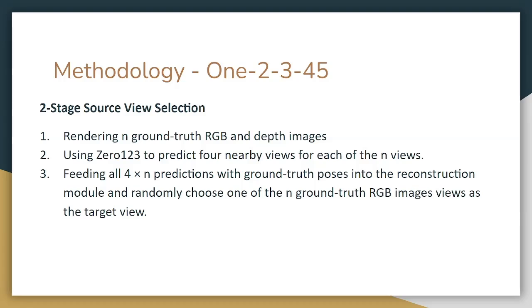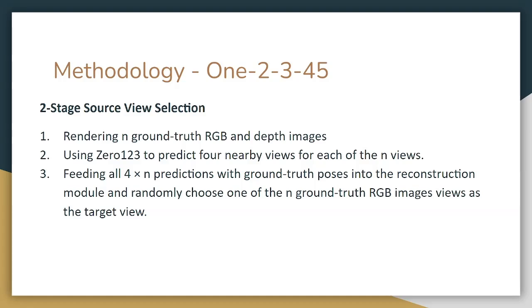And the two-stage source view selection is as follows. First, render n ground truth RGB and depth images. Second, use Zero-1-2-3 to predict 4 nearby views for each of the n views. And third, feed all 4 times n predictions with ground truth poses into the reconstruction module, and randomly choose one of the n ground truth RGB image views as the target view.